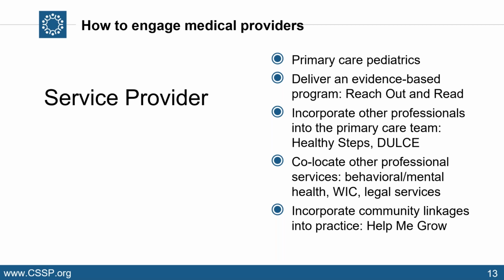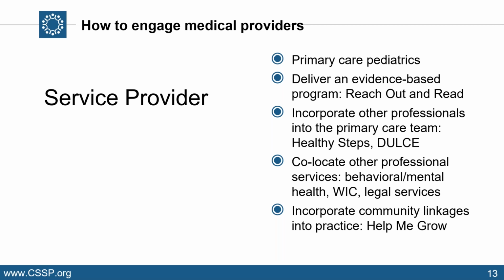Other efforts that people can be involved in: some are incorporating other professionals into the primary care team within their office, and Healthy Steps and Project Dulce are a couple of strong examples of that, where they're working together with other professionals to support families in terms of anticipatory guidance and often helping families connect to needed resources to support their child's development and health. Other efforts include the co-location of other professional services, and this has been happening in some places for a long time, but there is more of a movement around this lately, certainly around behavioral and mental health services being co-located or integrated into the medical home setting.